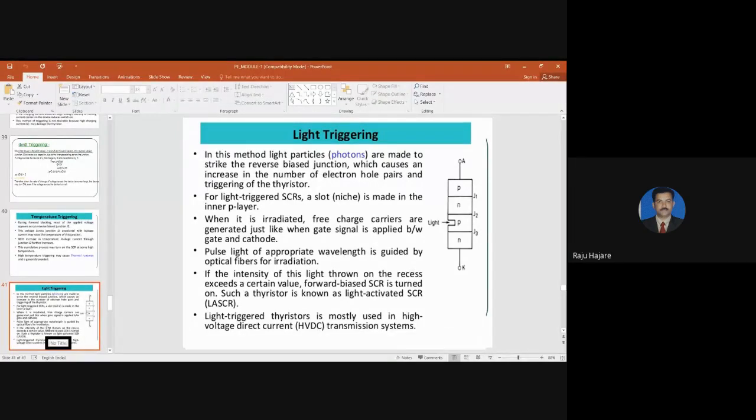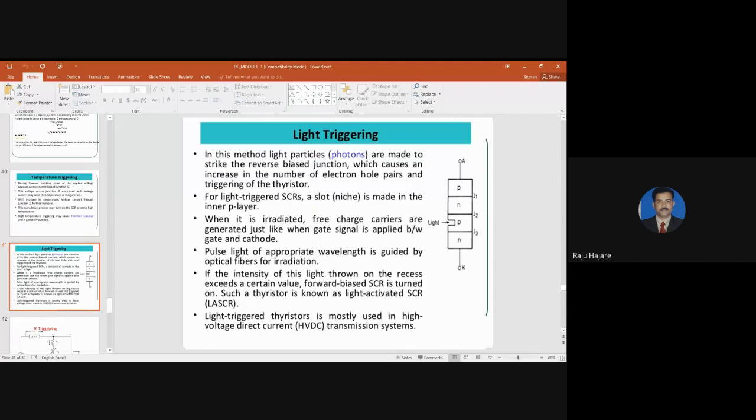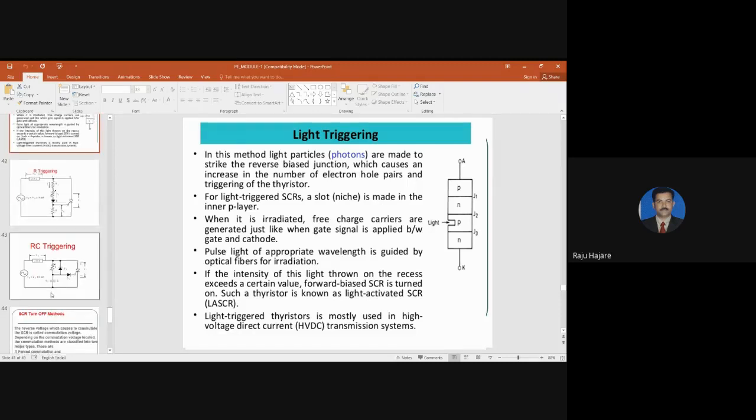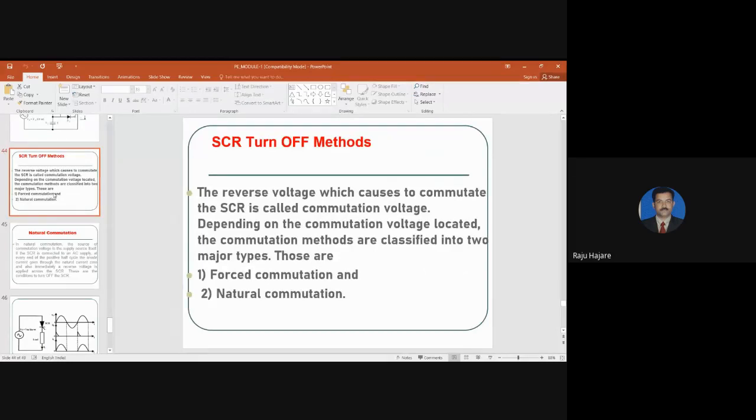Otherwise, in other regular applications, we don't use this, as it requires the facility to create the structure and then apply proper light at the layer and then turn on. So these are some of the methods we have for the day. Next class I will discuss SCR turn-off methods, and I'll stop here, as I have to give questions for writing also.